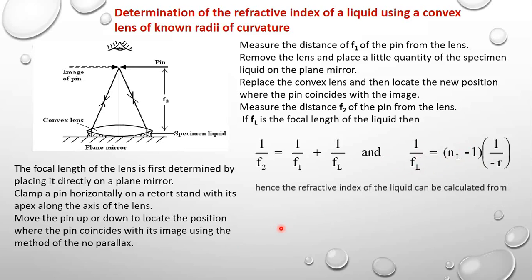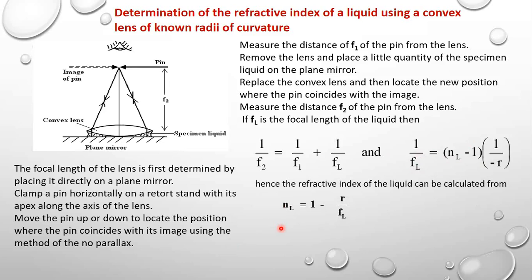When we make it the subject, we shall be having NL is equal to 1 minus r over FL. Now, how did we come up with this? We need to note that when we are looking at this lens combination, the upper lens is a convex lens. Now the lower lens, that is the liquid lens, is going to be a plano concave.